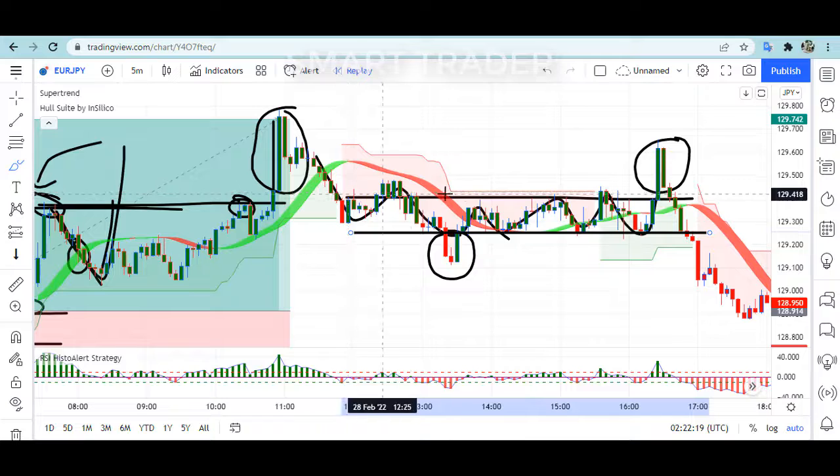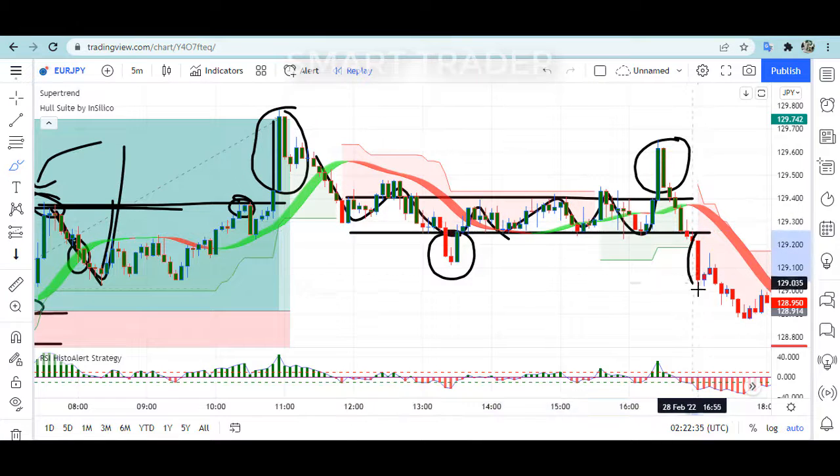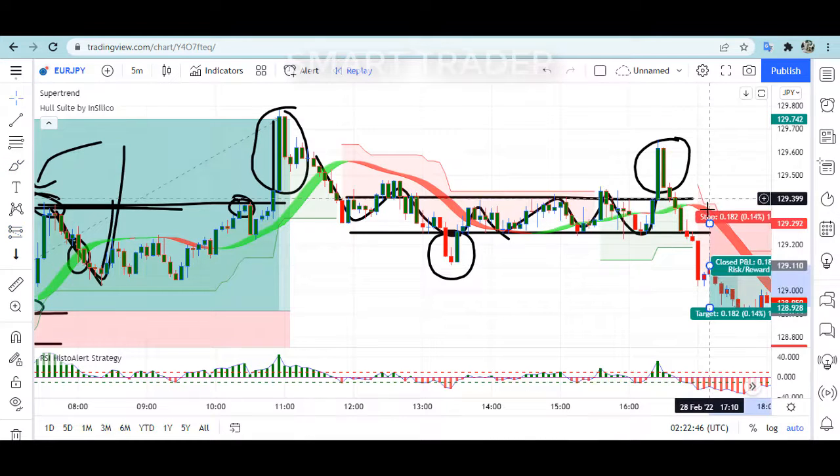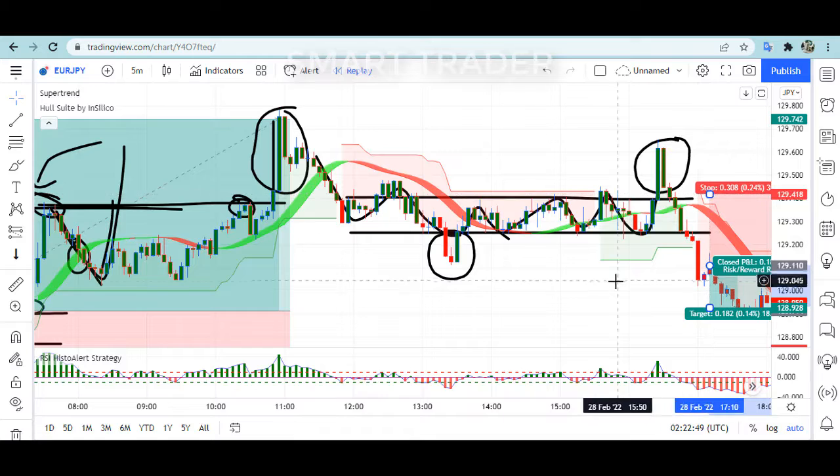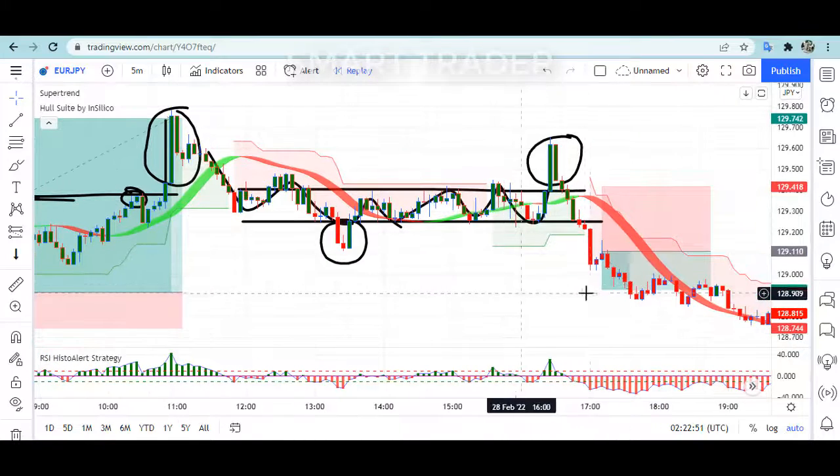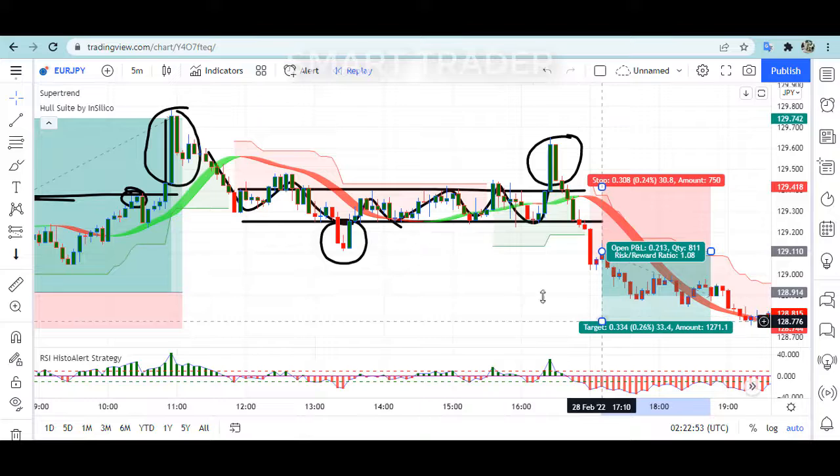You need to identify the swing highs, many swing highs in the same place, and swing lows in the same place. This is the easiest way to identify a trading range. Price tries to break out of the trading range with a good breakout bar. So entry is on the price pullback. Entry here, stop loss above the range high, and at least 1 to 1.